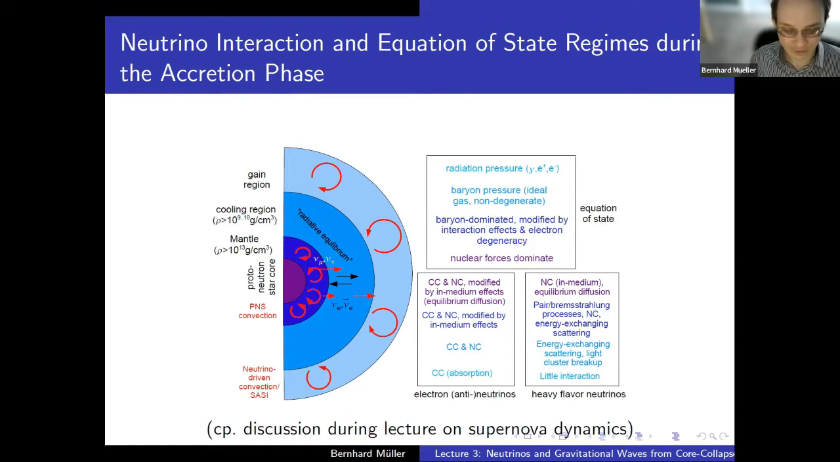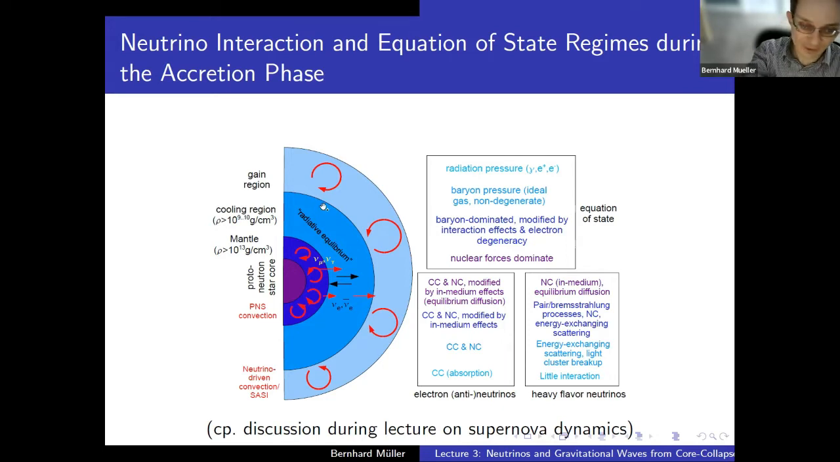To do that, let's review a bit more the neutrino interactions that are relevant in different parts of the post-shock region, and the equation of state regimes, because the physics that dictates the equation of state of the matter is to some extent also reflected in the neutrino interaction rates, and tells us what we must include in simulations and what we could learn from the neutrino signal if we detect it in case of a galactic supernova.